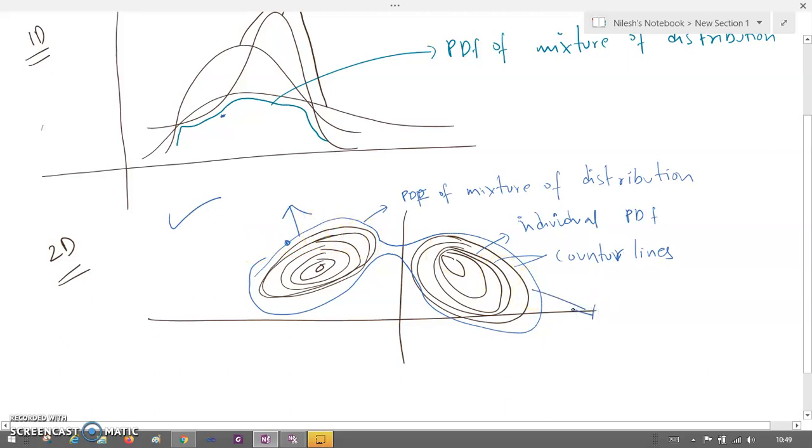And mathematically I can redraw it. So what I can say here is, let me take mathematically a variable z, and the z variable is my latent variable. Okay, it is a random variable. This is my latent variable and also a random variable.